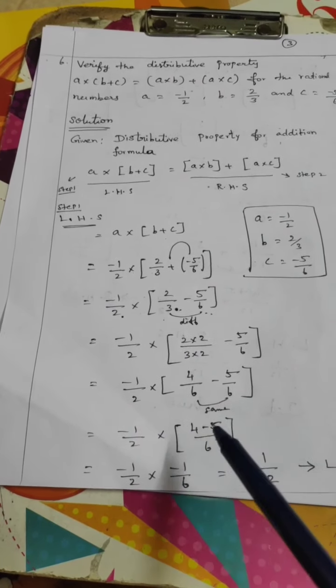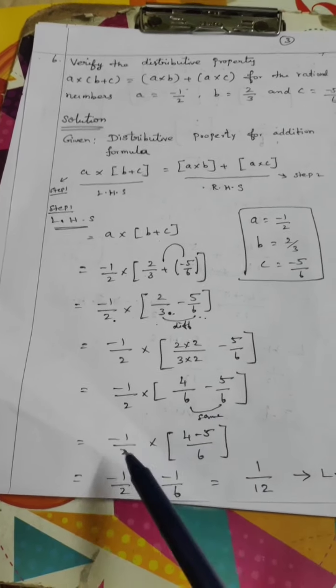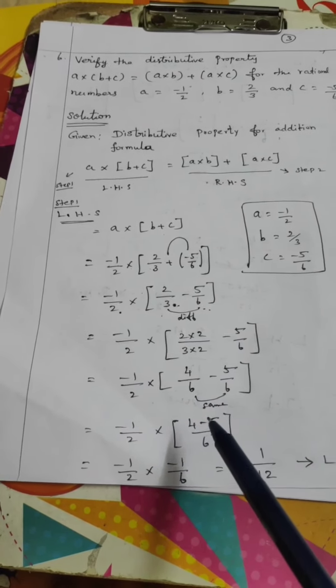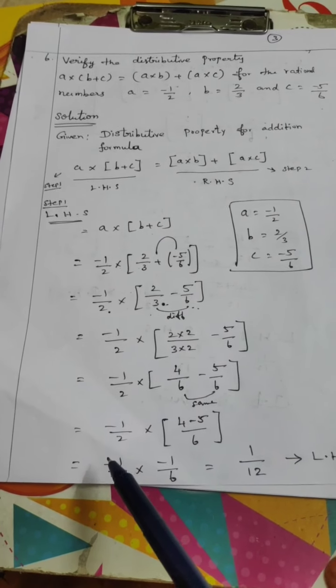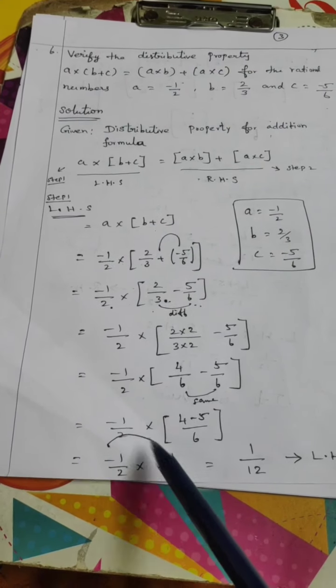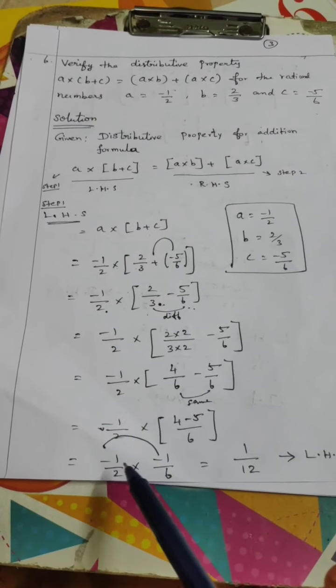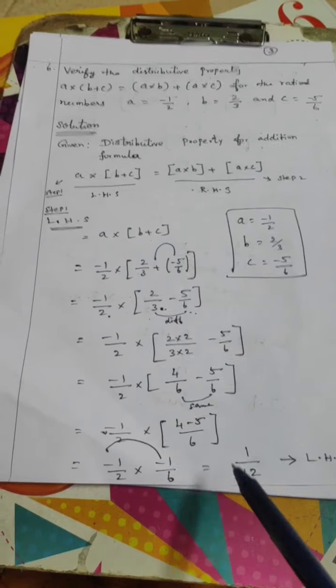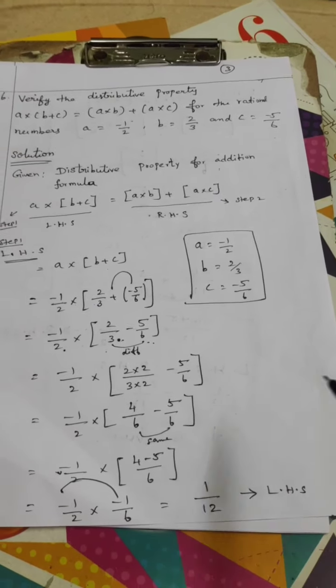Now remove the bracket. 4 minus 5 is not possible, so 5 minus 4 is what? 1. 5 is the greater number, so put the minus symbol there. Minus into minus is plus. 1 1 is 1, 2 6s are 12. This is the LHS value. LHS value is 1/12.